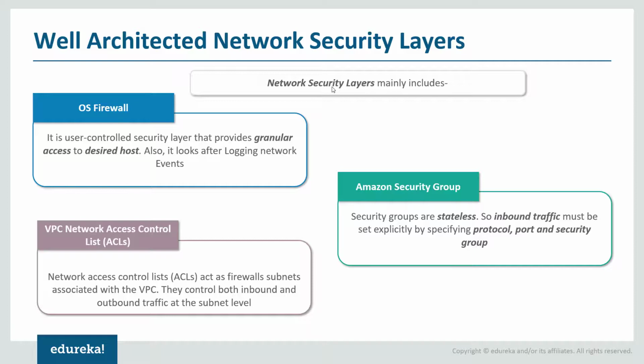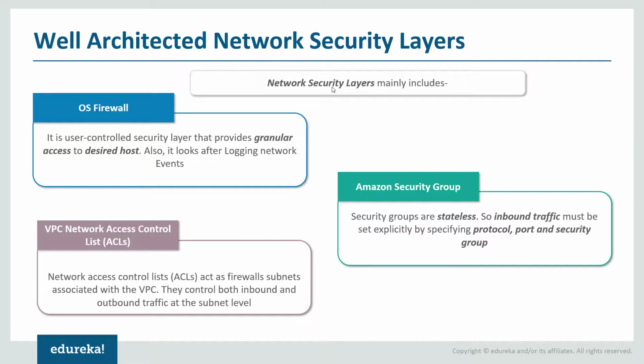Now I can place typically EC2 instances in a network. Now do we have any network level controls? Yes. Typically we put our EC2 instances in a subnet. Now at a subnet level you can have network access control lists, which can help you to filter the traffic, either inbound traffic or even outbound traffic.